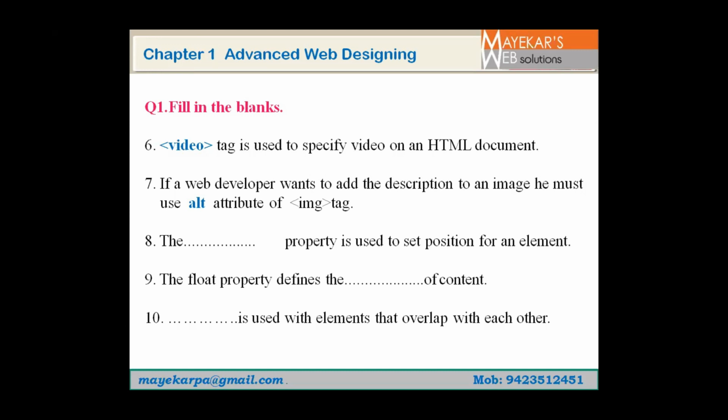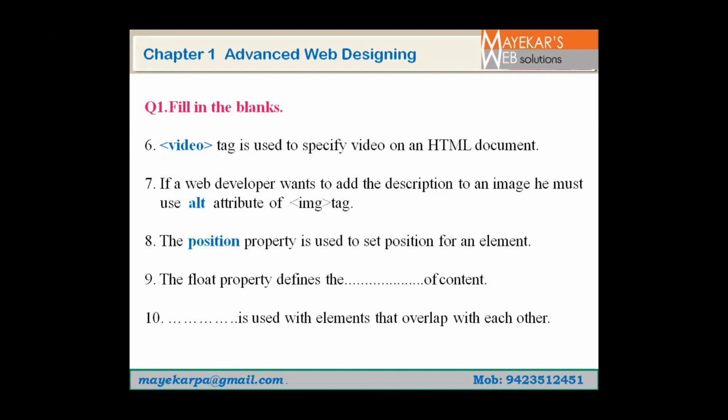Next, the eighth question is, the dash dash property is used to set the position for an element. If you want to place an element at a proper position on a web page, which property is used in CSS? That property is known as position. By using position, we can set absolute, fixed, static, or relative positioning. So position is the right answer here. The position property is used to set the position for an element.